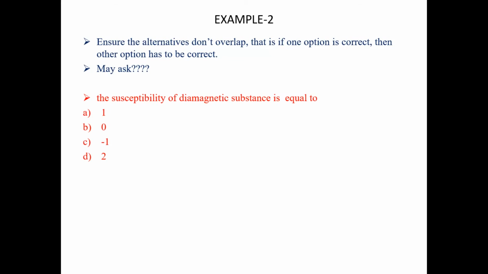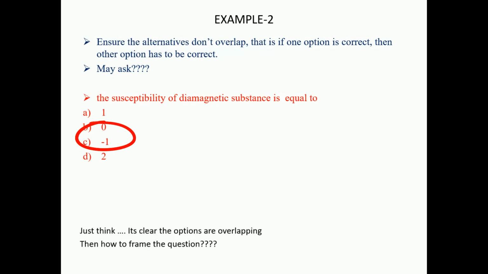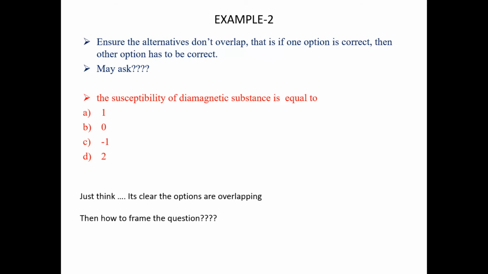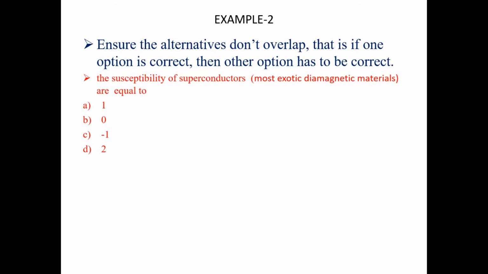For example, the susceptibility of a diamagnetic substance is equal to 1, 0, minus 1, 2. Just think, it's clear the options are overlapping. Then how to frame the question? The susceptibility of superconductors is equal to. Here the explanation of superconductors is also mentioned: exotic diamagnetic materials, meaning perfectly diamagnetic material. Then with the options 1, 0, minus 1, 2, the child can better choose the right answer.